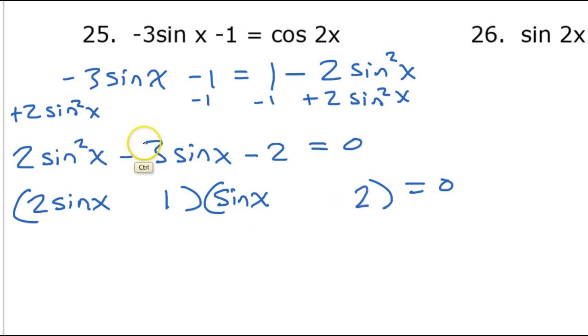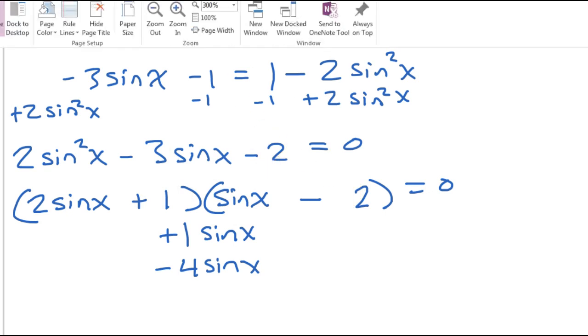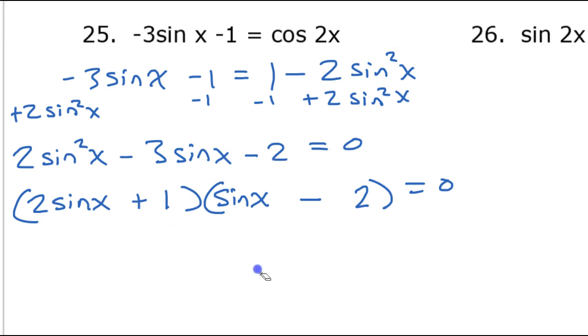Now, inner plus outer must equal the middle. Inner, I have 1 sine x. Outer, I'm multiplying now, I have 4 sine x. The middle is negative 3 sine x. So if I have a positive 1 and a negative 4, that'll make negative 3. So that means positive here and a negative here. Check one last thing: positive 1 times negative 2 is negative 2. So we factored correctly.